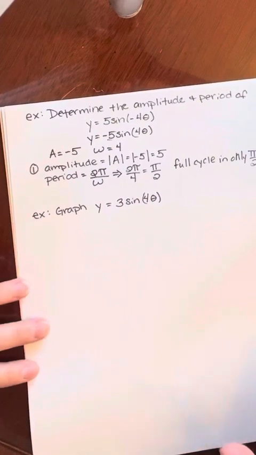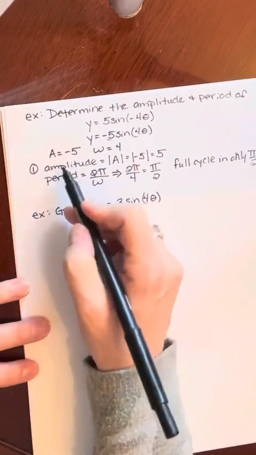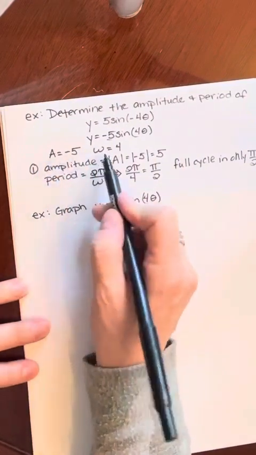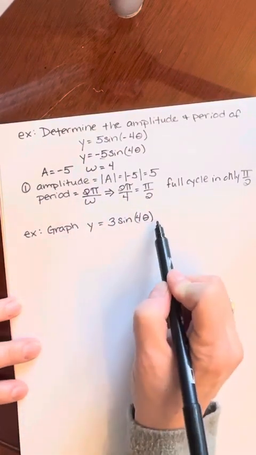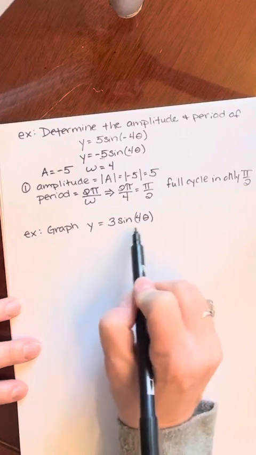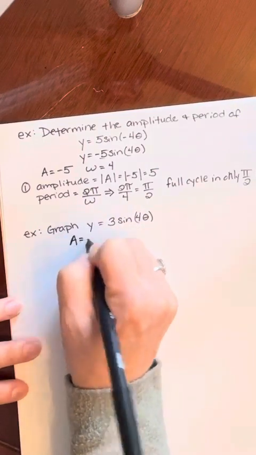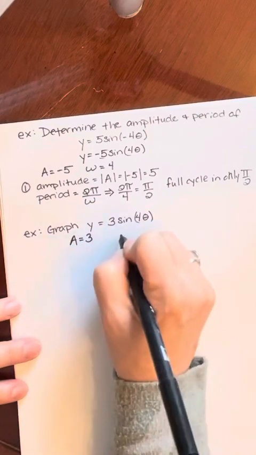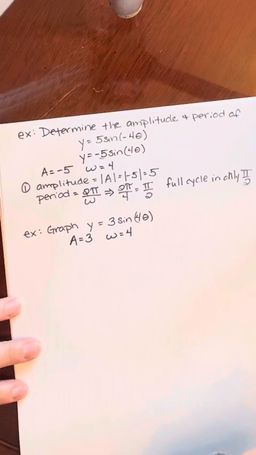We're going to do the same things we did with the first example. So number 1, we need to find our amplitude and period. Well, let's pull out A and omega. I notice there's no negative sign, so we don't have to worry about even and odd functions right now. So the A in this case is 3 and the omega is 4.